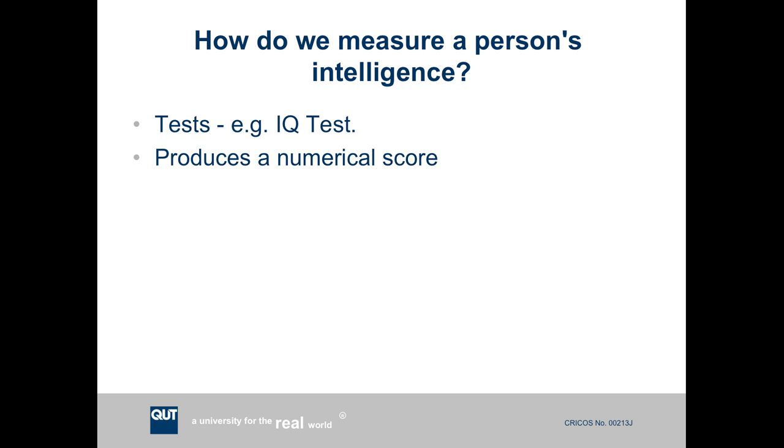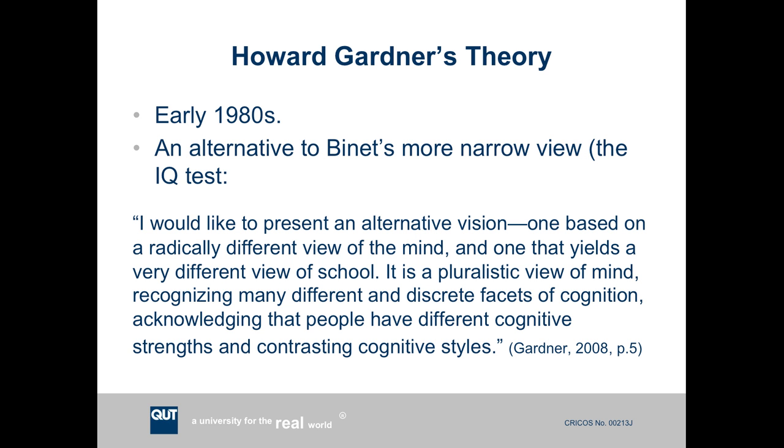A man called Howard Gardner in the early 1980s wanted to challenge that traditional idea, and he provided an alternative to that quite narrow view. He said, "I would like to present an alternative vision, one based on a radically different view of the mind, and one that yields a very different view of school. It is a pluralistic view of mind, recognising many different and discrete facets of cognition, acknowledging that people have different cognitive strengths and contrasting cognitive styles." So he was trying to broaden the definition of intelligence.